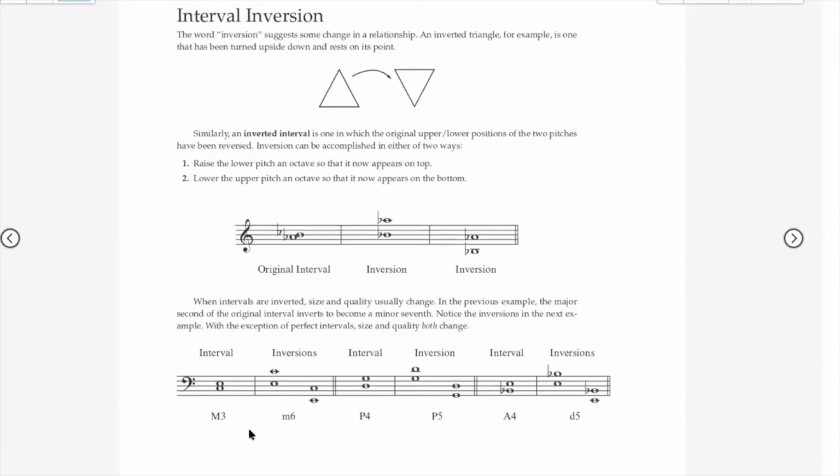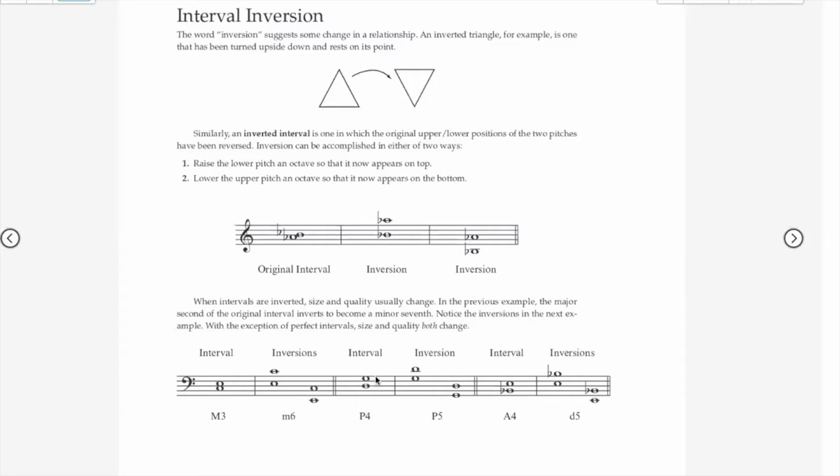Just like down here, there's plenty of examples. C, then up to E. Well, what if you went E up to C? That's also inverted. Or E below C. Now, when you do this, of course, the size changes. Here, this was a third. Now, this is a sixth. This is also a sixth.